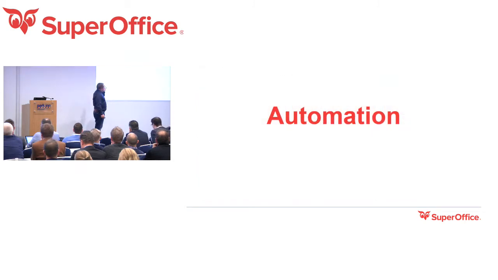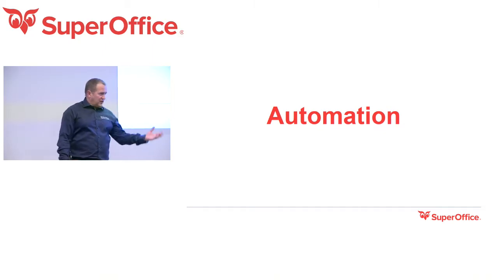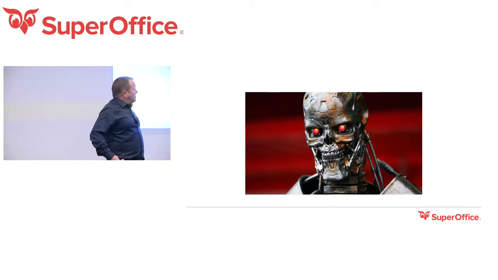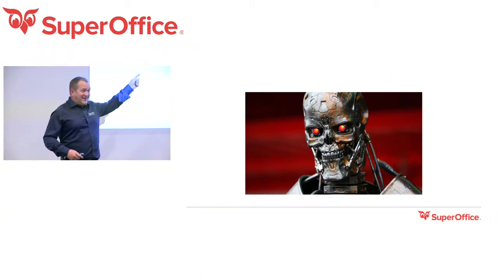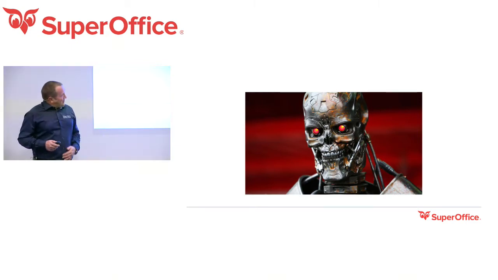But the big topic, as you saw, was automation. Automation, robots, things like that. This is what I know about robots. And I wouldn't buy from this guy, I'm sure. Yeah, I don't have a choice. You have to buy from me. So this guy.